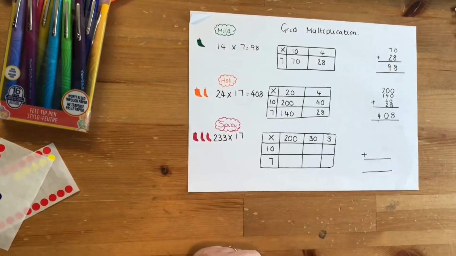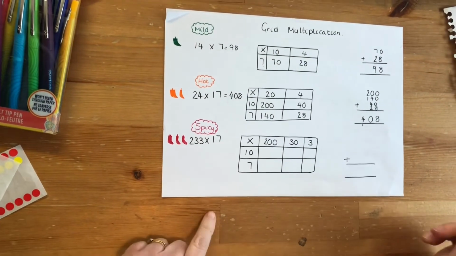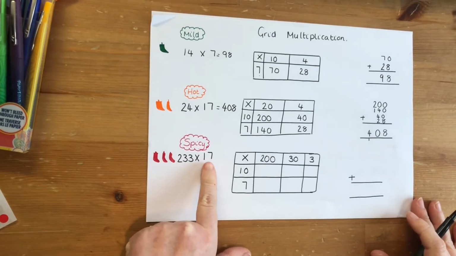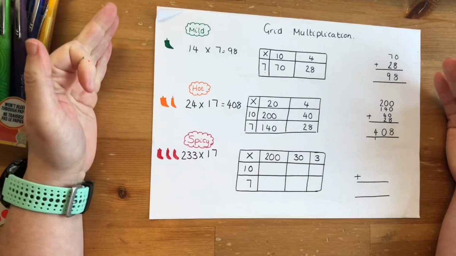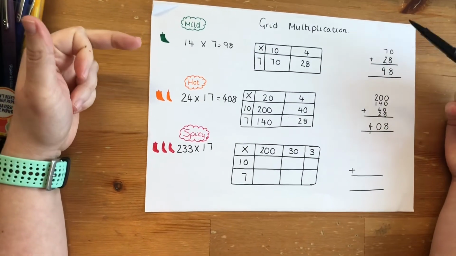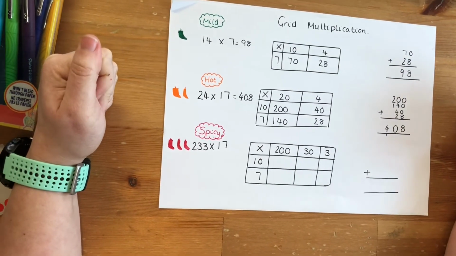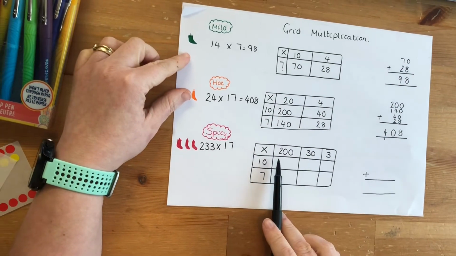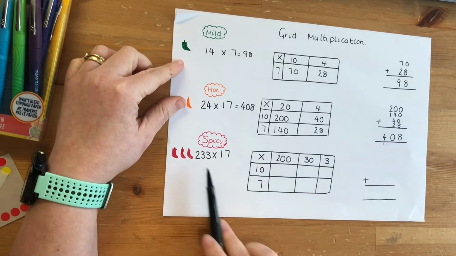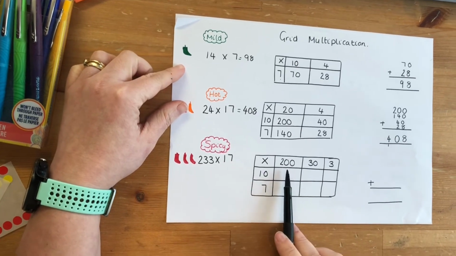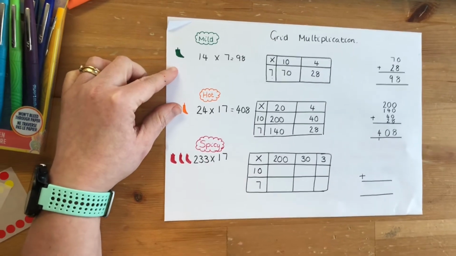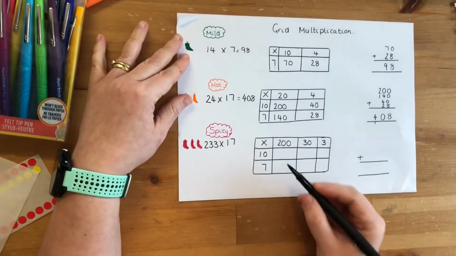So next we're going to go on to the spicy challenge. Now the spicy challenge today, you're going to be looking at 3-digit multiplication by 2-digit. And it has got exactly the same steps as the mild and the hot task. Okay? So what we need to do is, as you can see, I've already partitioned our numbers out. 233, 230 and 3. And 17, 10 and 7. And we're going to multiply those together.